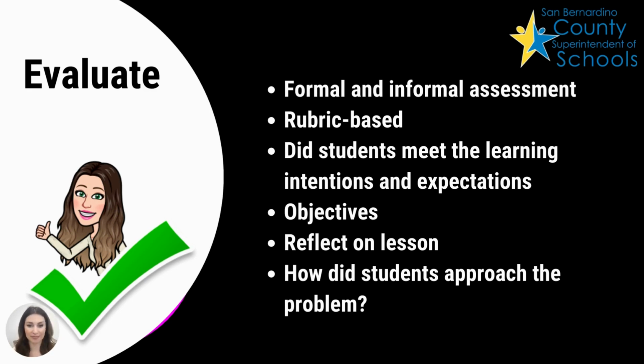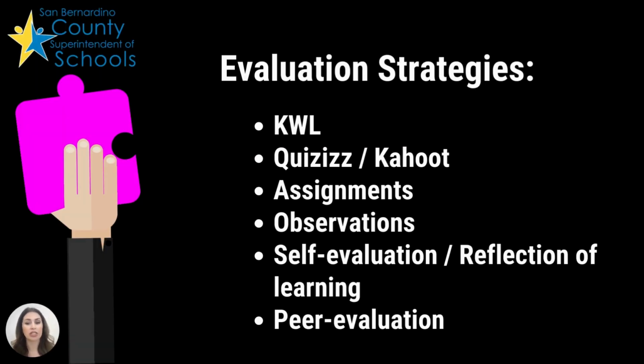Some of the evaluation strategies, going back to that KWL, your kiddos would now fill in the L column. What did they learn? You can do quizzes or Kahoot, or different assignments that you give to them, and observe as you're watching them work and in discussions, how engaged were they? Students can also do a self-evaluation and have a reflection of their learning. So maybe you keep a journal or a digital portfolio of their work throughout the process.